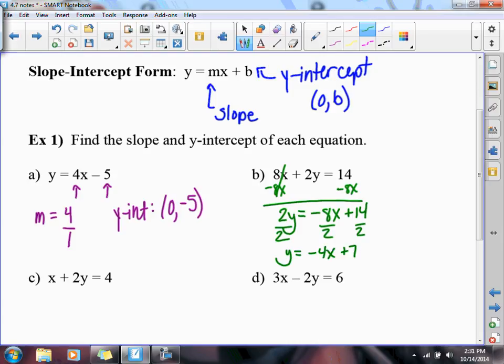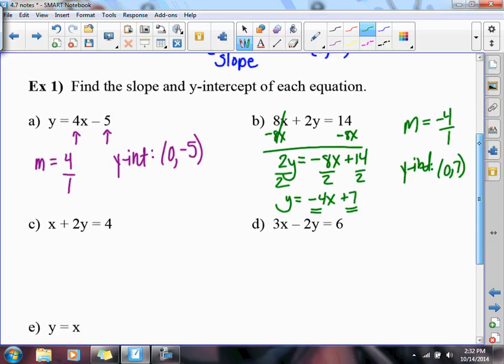Now that it's in slope-intercept form, I can look at the number that's in front of the x and the number that's added on at the end, and those are my slope and my intercept. So my slope is going to be -4 or -4 over 1, and my y-intercept is going to be 0 and then 7. And it really is that easy.